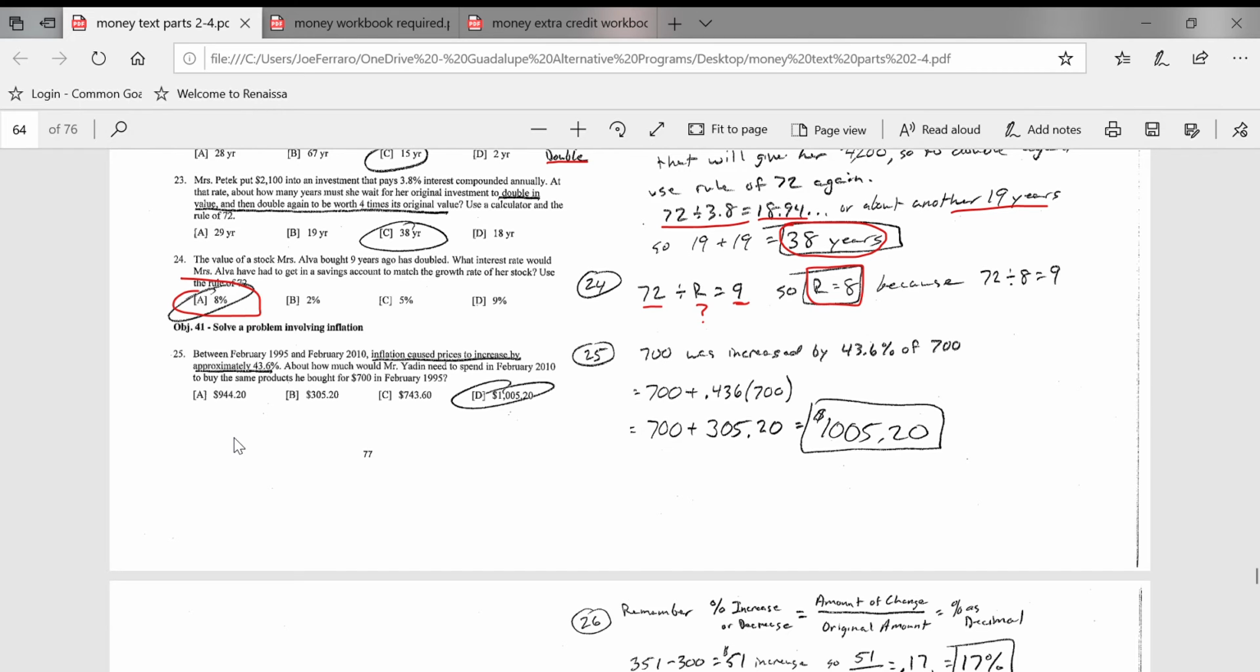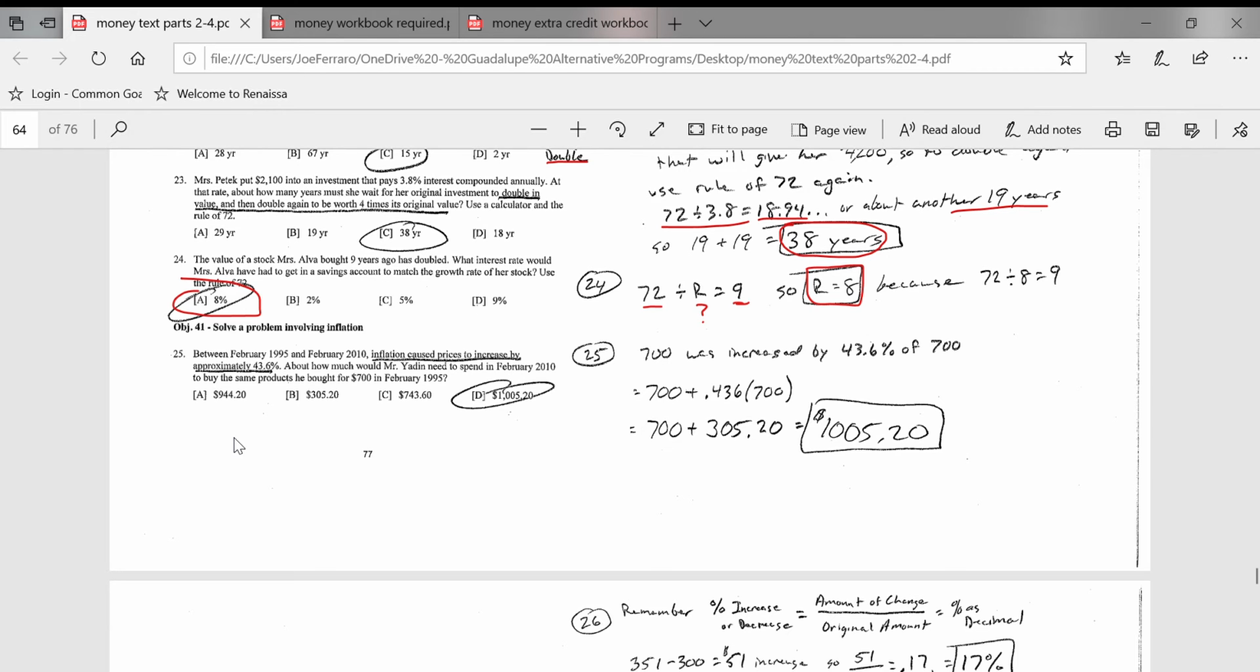So Objective 41 is called Solve a Problem Involving Inflation. Inflation basically just means a general increase in prices over time, meaning as time goes on, different items just generally cost more than they did. Basically, if you take a look at 1950 to now, almost everything now costs more. Loaf of bread, gallon of milk, cars, houses, prices just go up.